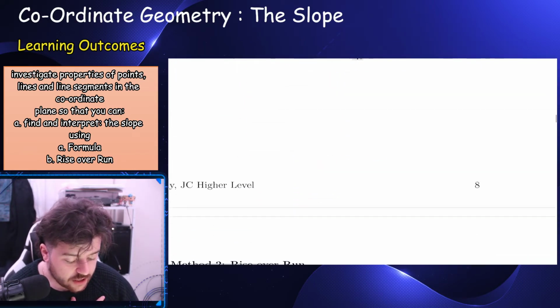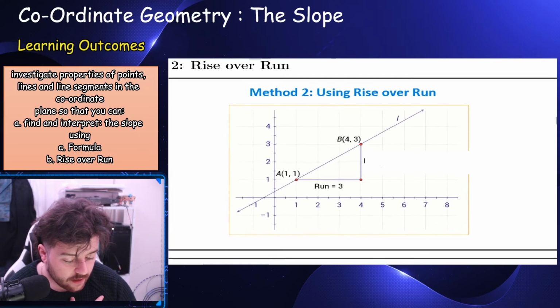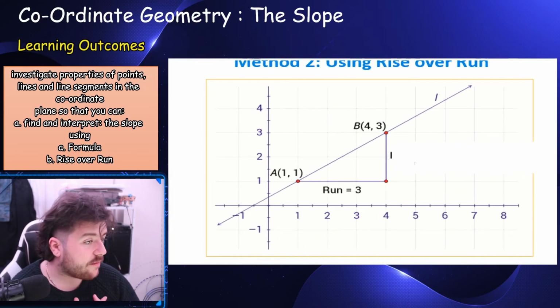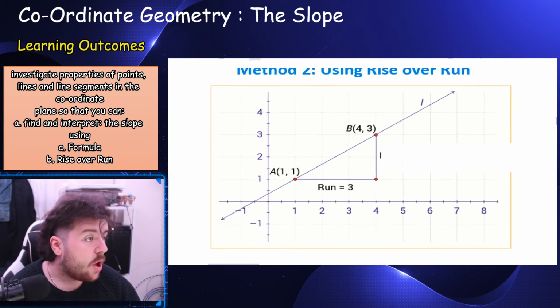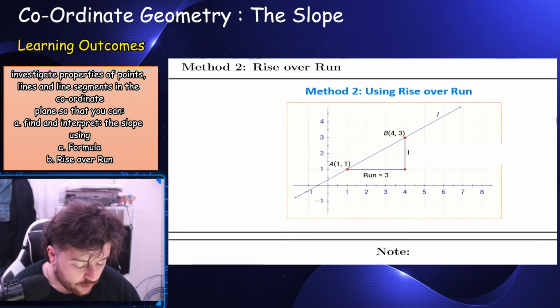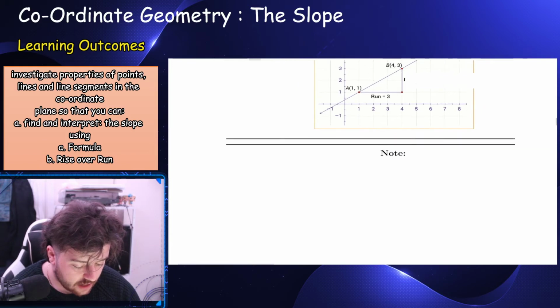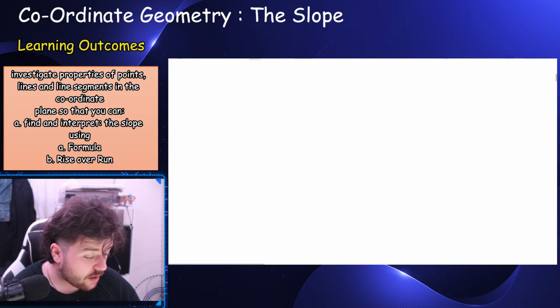And now I'm going to do the same. I'm going to find the slope of the same line, but using my rise over run method. Now, before I use my rise over run method, there is a point to note here when it loads.